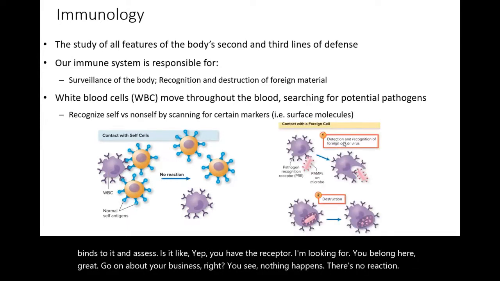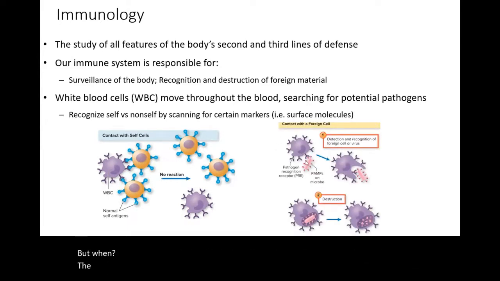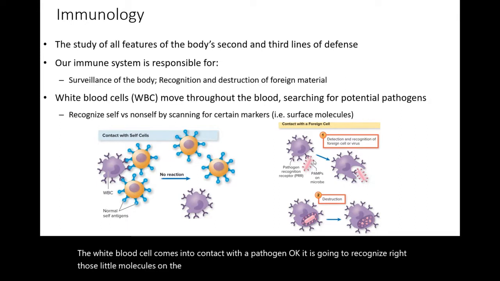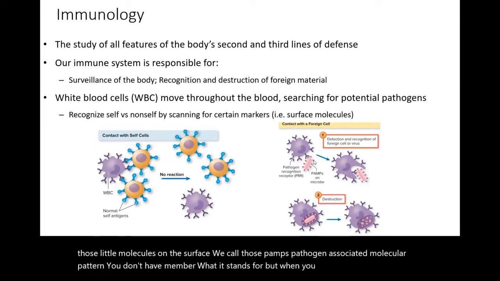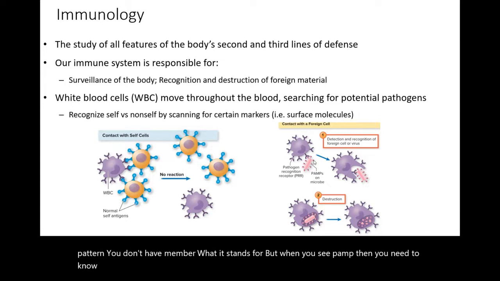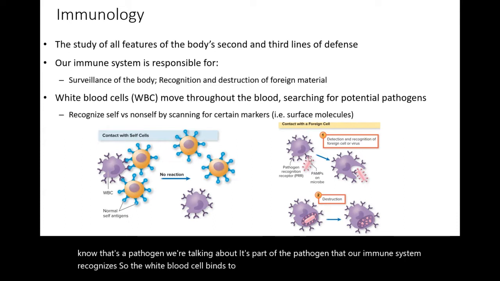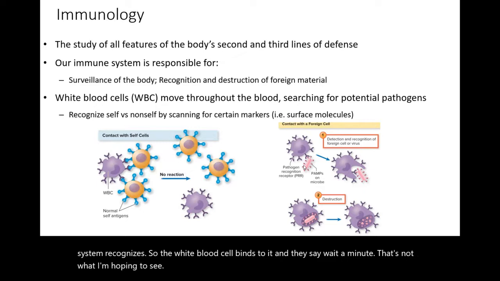But when the white blood cell comes into contact with a pathogen, it is going to recognize those little molecules on the surface. We call those PAMPs, pathogen-associated molecular patterns. You don't have to remember what it stands for, but when you see PAMP, you need to know that's a pathogen we're talking about. It's part of the pathogen that our immune system recognizes. So the white blood cell binds to it, and says, wait a minute, that's not what I'm hoping to see. You're a pathogen. You need to be destroyed.